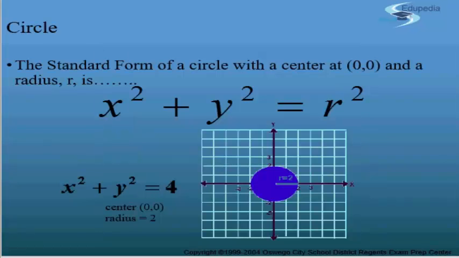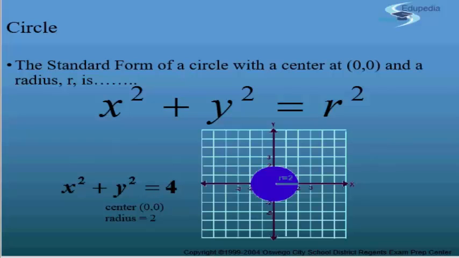This is the basic equation of a circle, known as the standard form of a circle, which is centered at 0, 0. By 0, 0, I mean the coordinates on the x and y axes: 0 on the x-axis and 0 on the y-axis. The equation for the circle would be x squared plus y squared is equal to r squared.